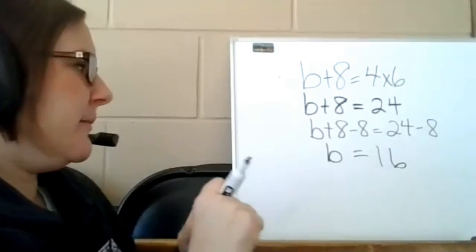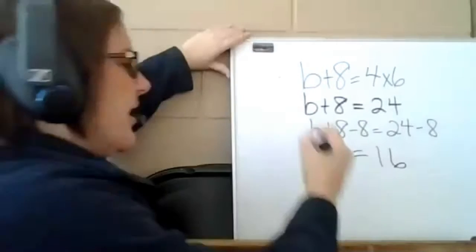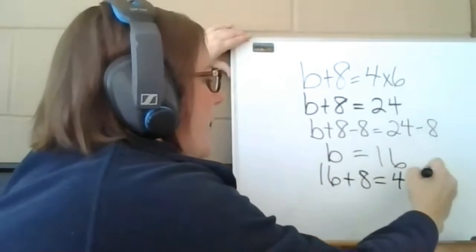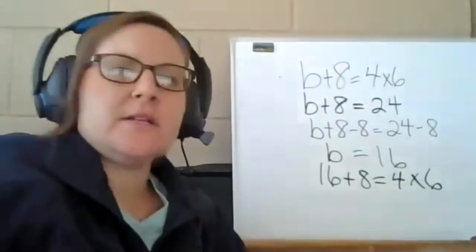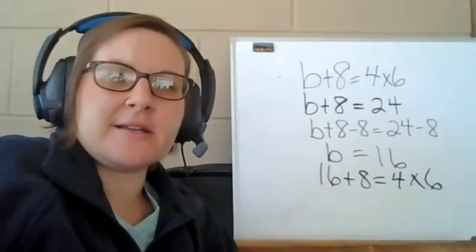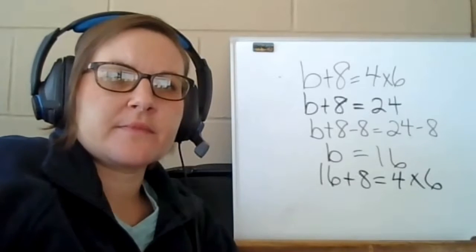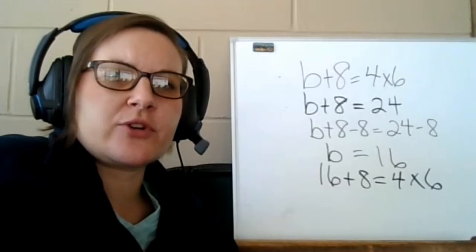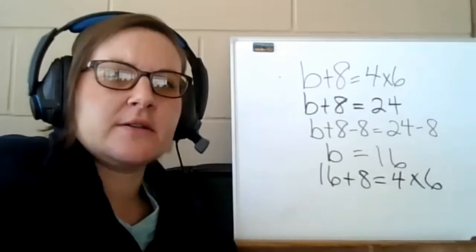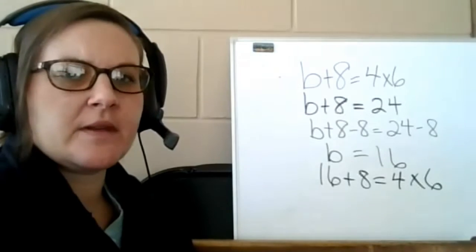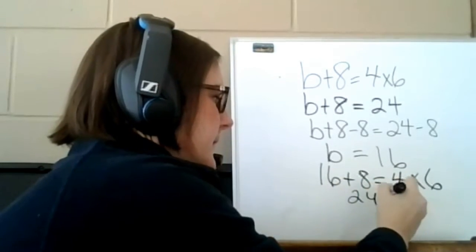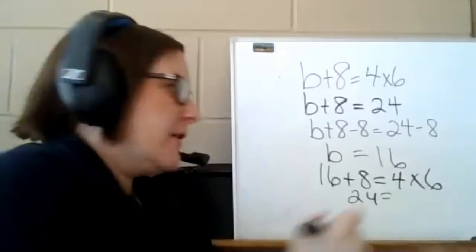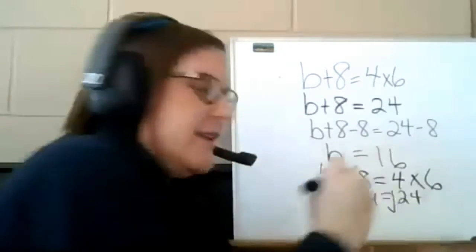Okay, so now we have b equals 16, so now we're going to check it. We're going to do 16 plus 8 equals 4 times 6. All right, so 16 plus 8. That's what I need to figure out. 16 plus 8. All right, Jasmine, 16 plus 8. 24. All right, Jessica, 4 times 6. 24. All right, 24. So we did this one right.